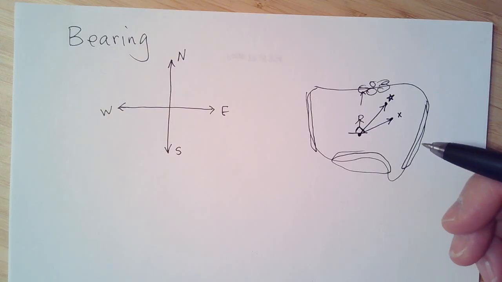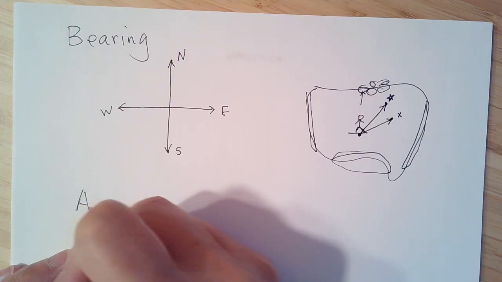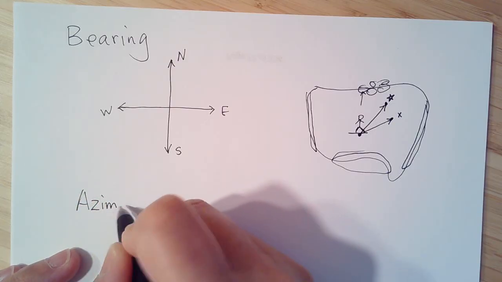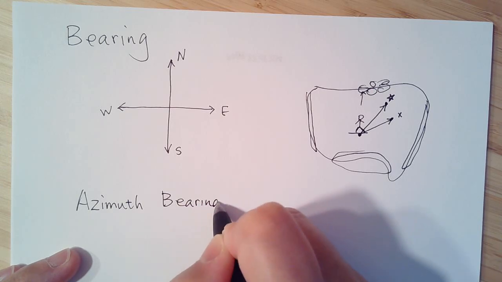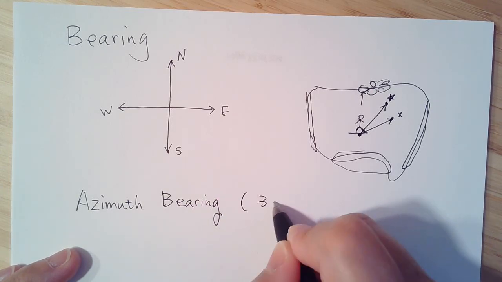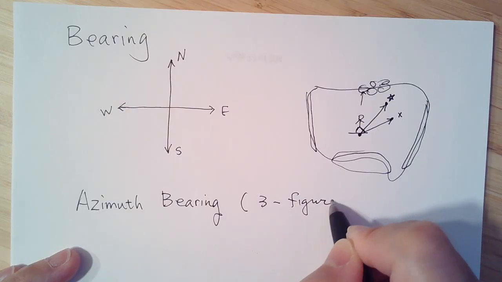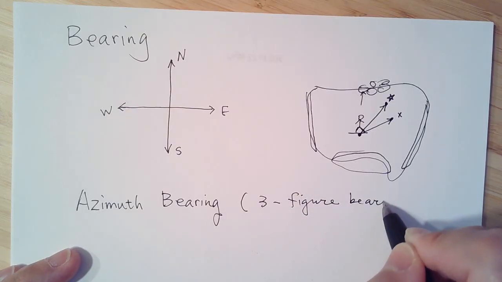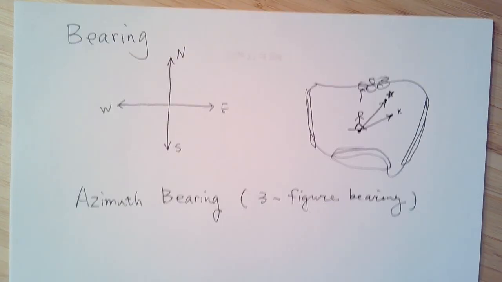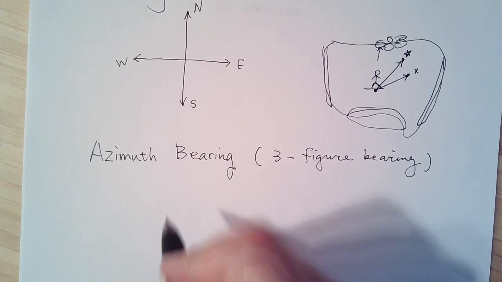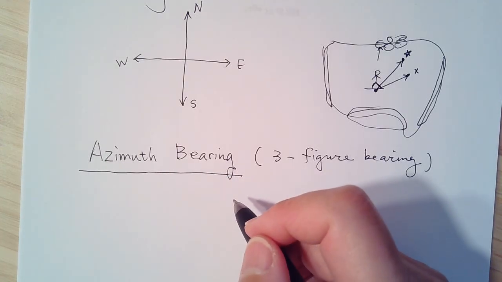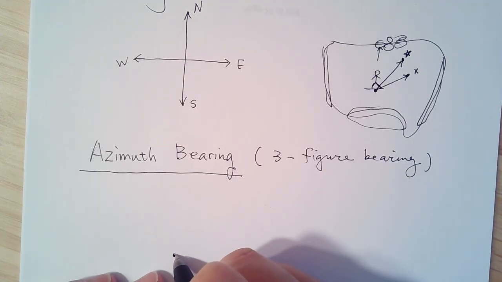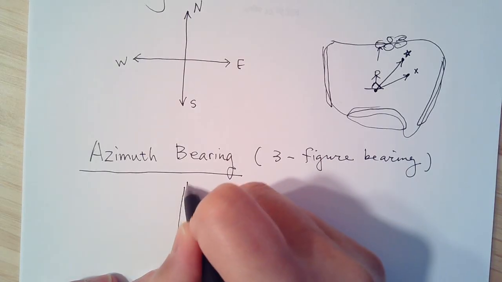The first one is called azimuth. Do you know this term? Azimuth. It's called azimuth bearing. This one also has another name. It's called a three-figure bearing. What does that mean? That means I'm going to use three numbers to describe it. And for this system, if you want to use this azimuth bearing system, you always start from north. Always start from this north.